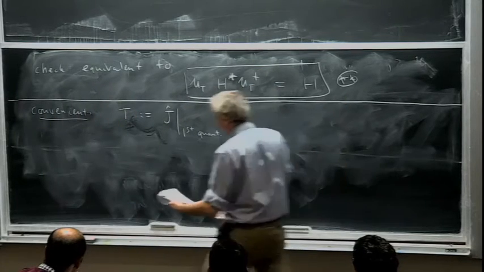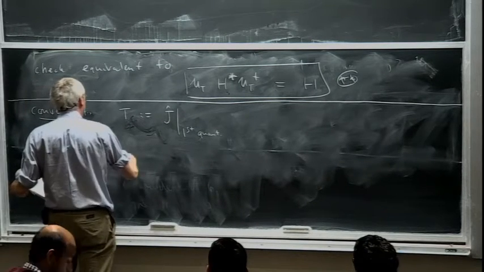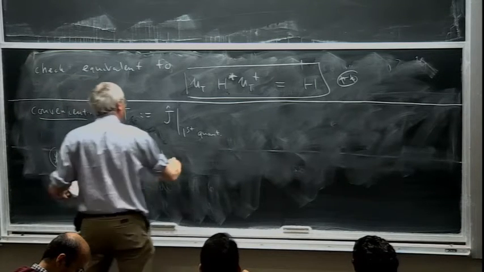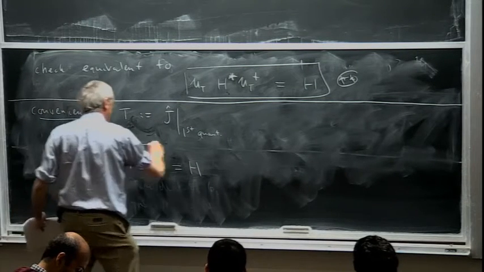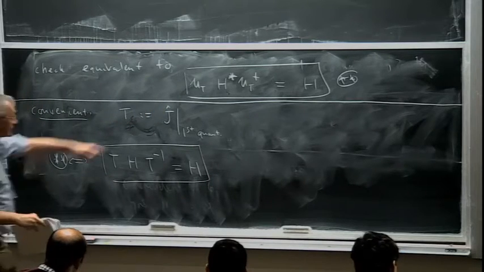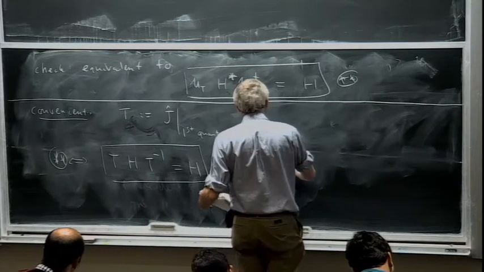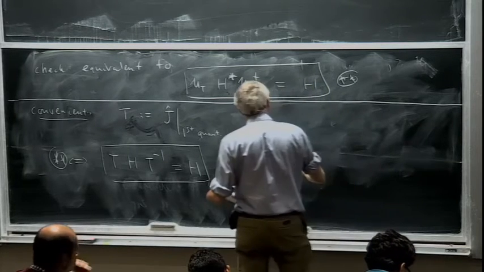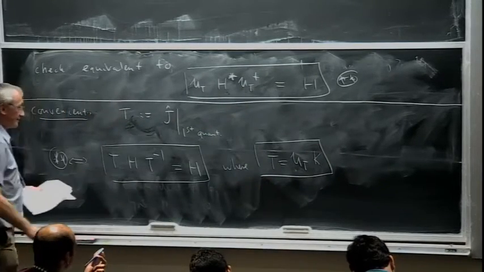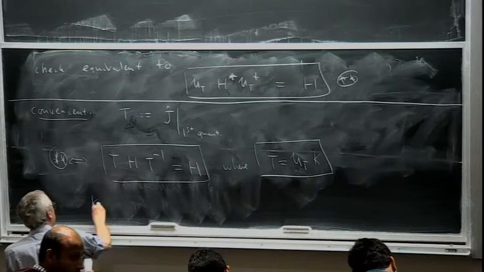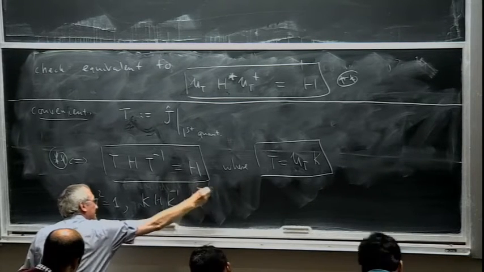And this condition in first quantization can be written, it's again an exercise. So this condition is the same as this one, where I don't have a star, but the star I rewrite in the following way. So time reversal is complex conjugation times a unitary matrix. And the complex conjugation is just K, K squared is 1, K inverse is K, and K h K inverse is h star.